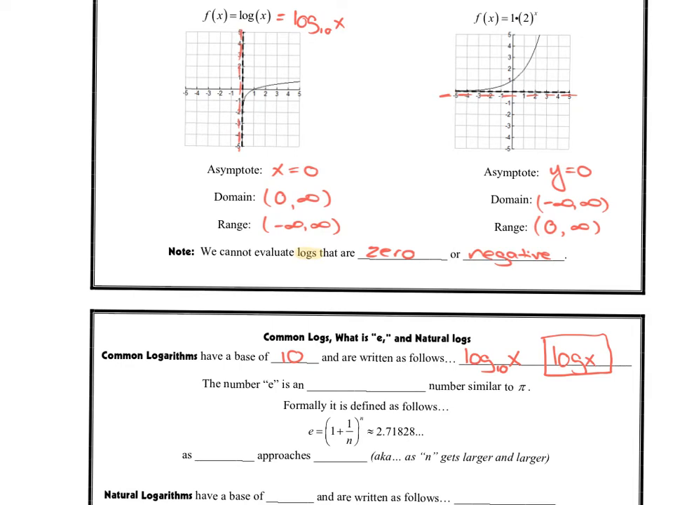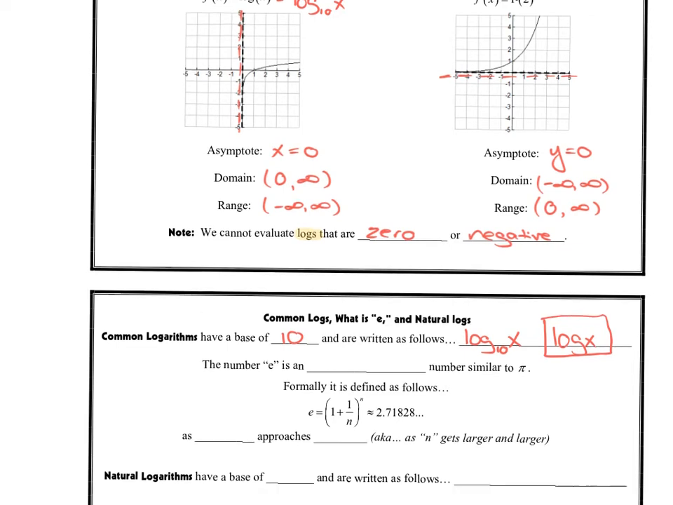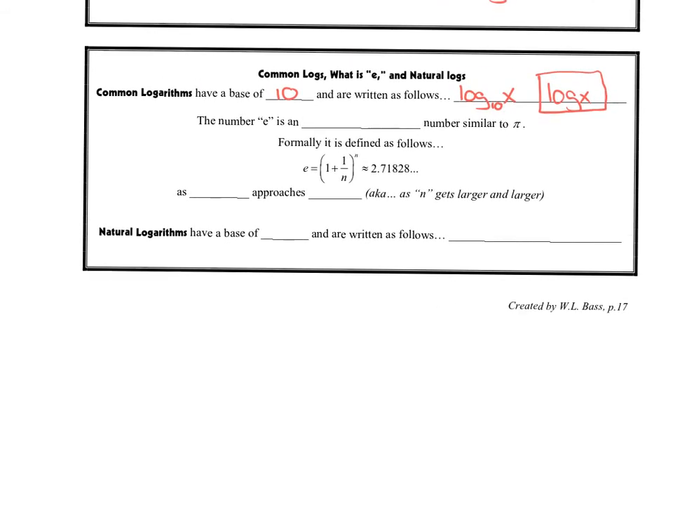We also have the idea of a natural log, and the natural log requires us to understand something else first, and that is the number e. Now e is really just an irrational number. It's not a variable. It's an irrational number that's really not much different for us than pi. Its number is different, but its behavior is very similar to pi.